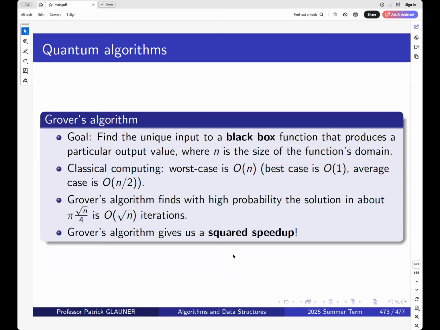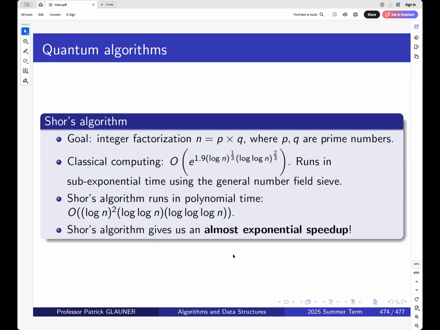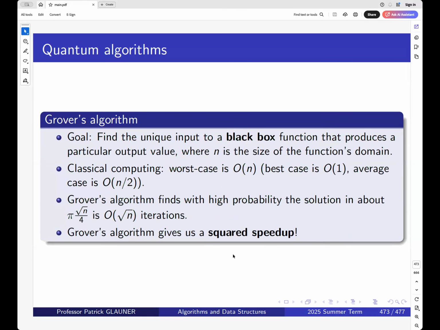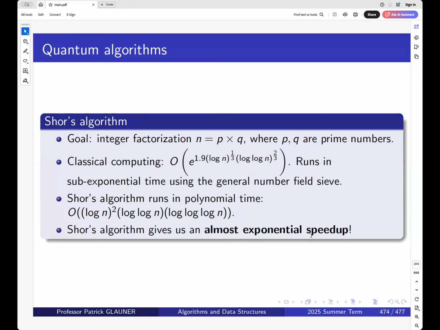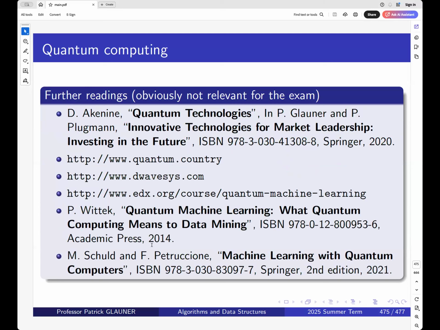The two interesting algorithms are Grover's algorithm and Shor's algorithm, for which quantum computers provide a speed up. Shor's is for integer factorization, with a near exponential speed up. And Grover's is a highly generic algorithm and comes with a squared speed up. Squared speed up is great, not as great as an exponential one. And there are more resources in case you want to read about this.